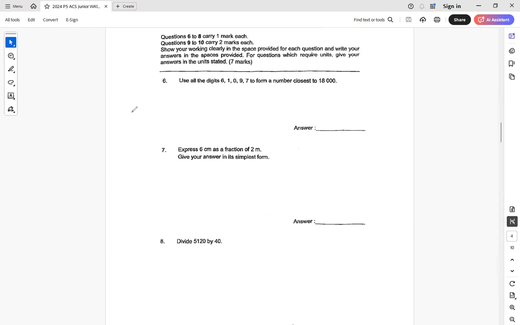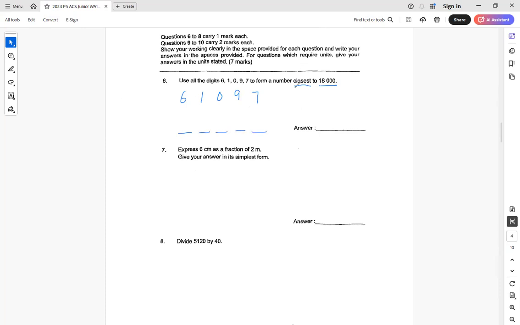Question 6. Use all the digits 61097 to form a number closest to 18,000. I want a number closest to 18,000. So let me just write down all the digits that are given. 61097. For this, I have to use all the digits. So my final answer must also be a 5-digit answer.